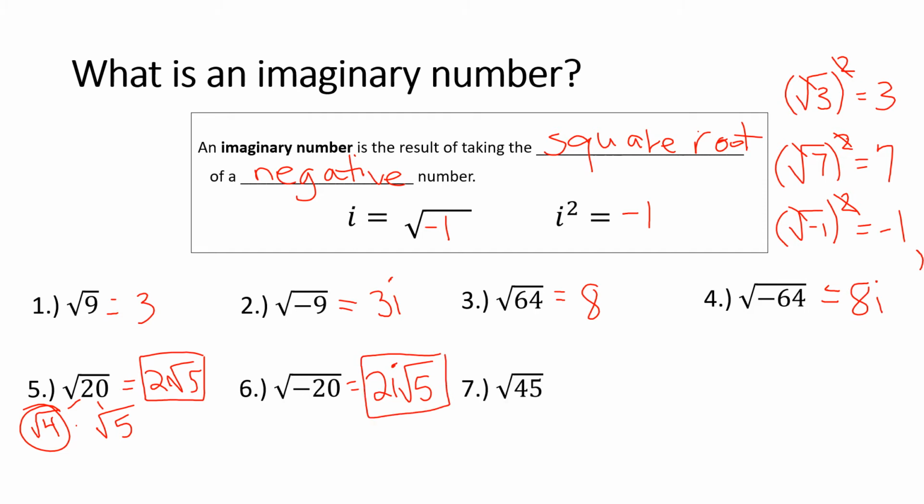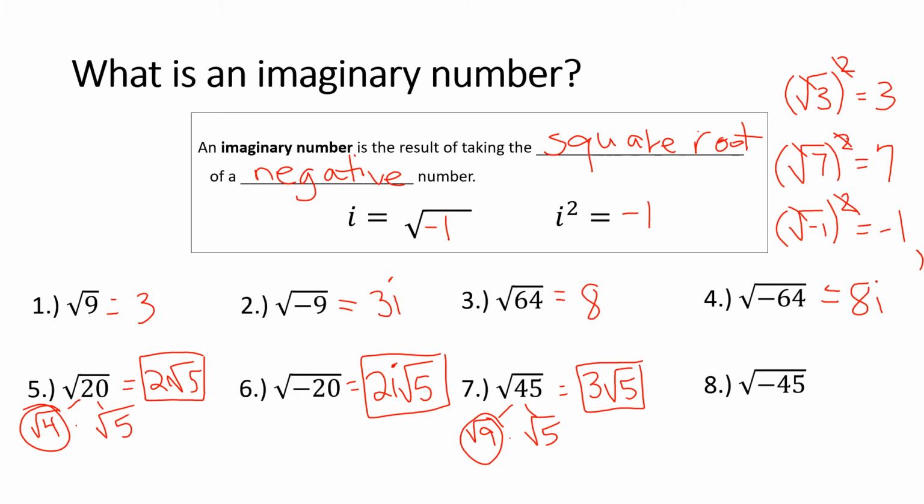Number 7, square root of 45. I don't know the square root of 45 off the top of my head, but I could break it down into 9 times 5. And even though I don't know the square root of 45, I do know the square root of 9. The square root of 9 is 3. So that would be 3 square root of 5.